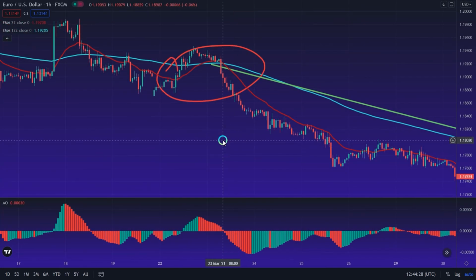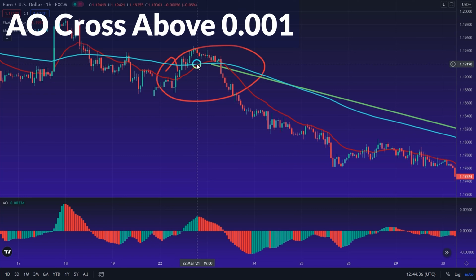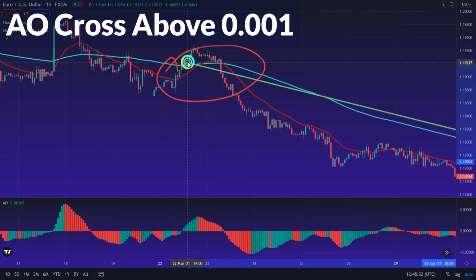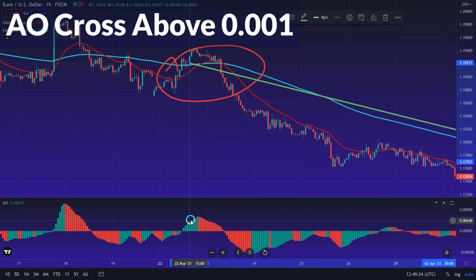So let's just start. The Awesome Oscillator has to cross above 0.001 to actually enter the market with a sell trade. As you see it here, it just did that at that right moment, and so we could enter with a sell trade. It is pretty simple, so I don't have to tell any more information about that.